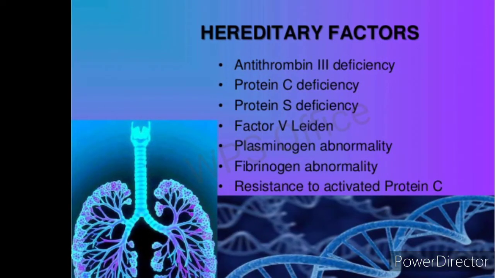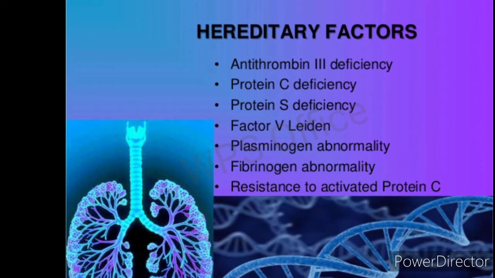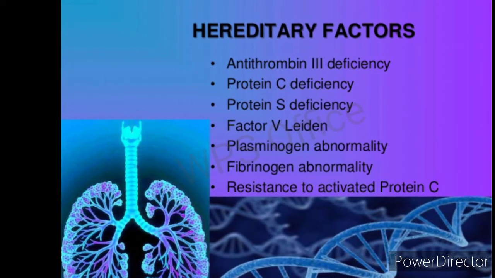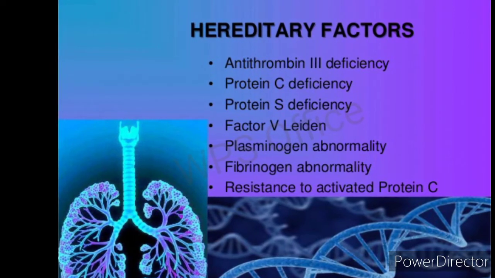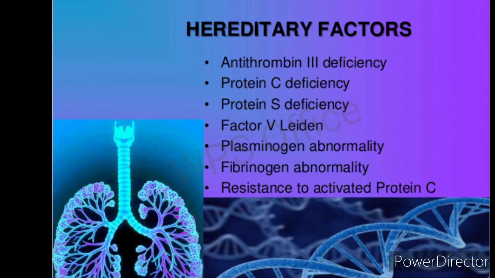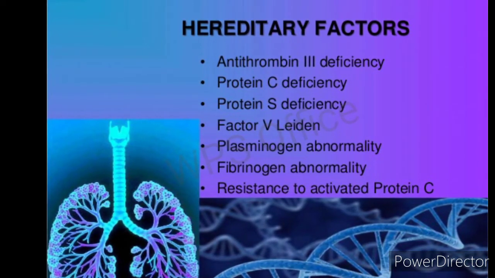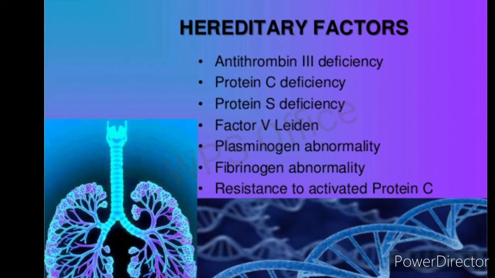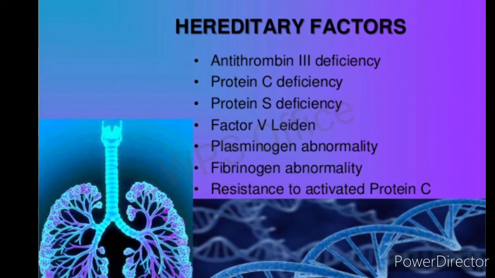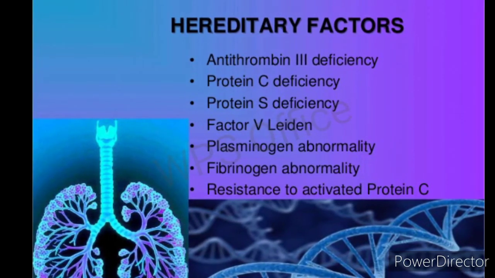Then in the hereditary factors, these are the hereditary factors which will be present at the birth. Like antithrombin 3 deficiency, protein C deficiency, protein S deficiency, factor 5 Leiden, then plasminogen abnormality, fibrinogen abnormality. So all these are the coagulation factors which are responsible for the coagulation inside our body.